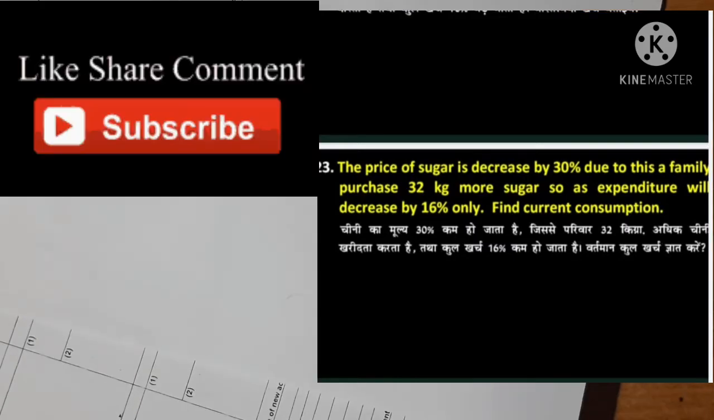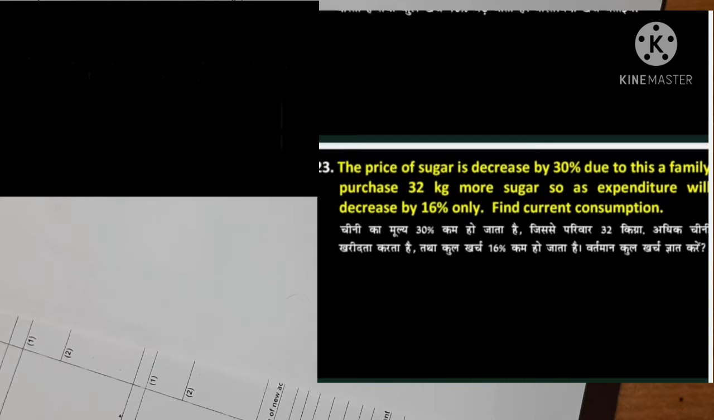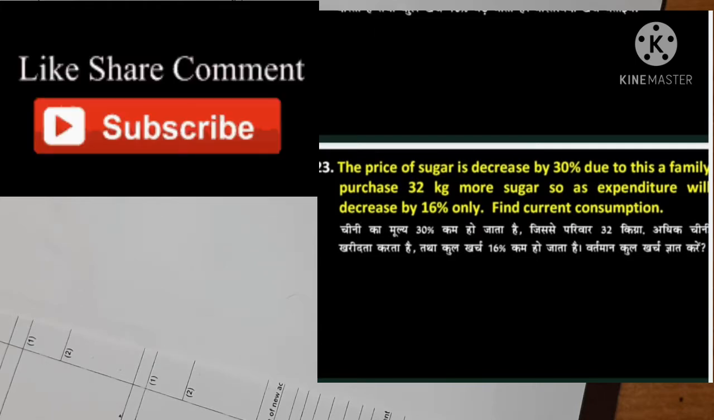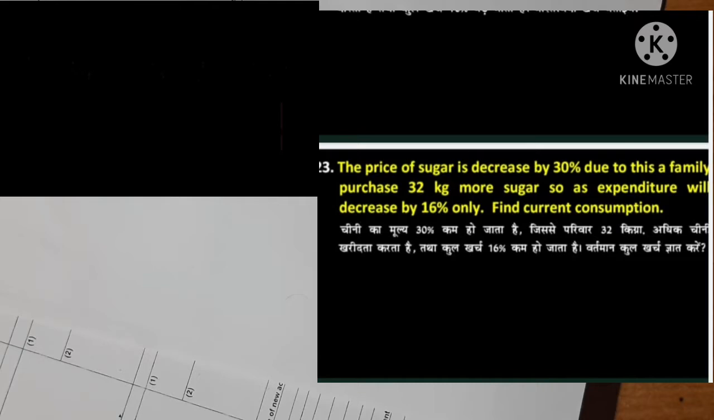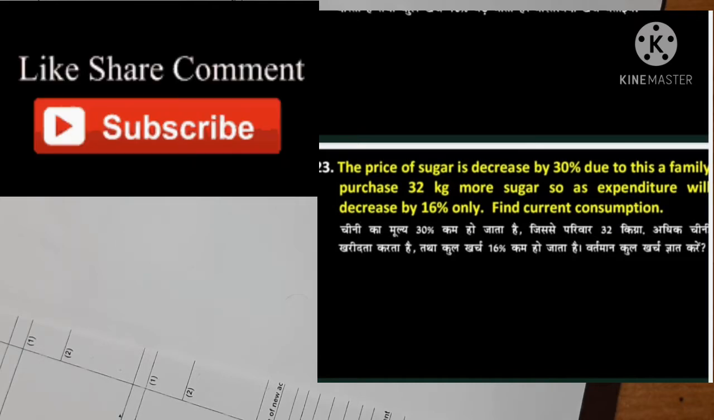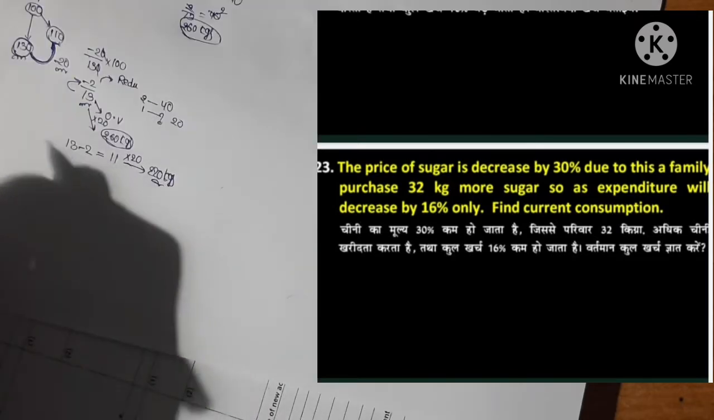The price of sugar is decreased by 30%. Due to this, a family purchases 32 kg more sugar, so the expenditure will decrease by only 16%. Find the current consumption.